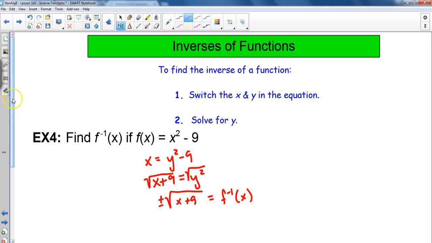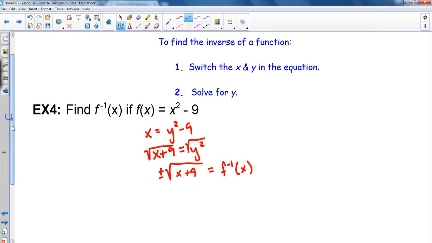The last thing that we'll mention is we know that there are some numbers that we can't plug into this function. Particularly, we know that if we get a negative under the square root, we're not going to get a real number for an answer. So what we have to do is we've got to have x plus 9 be bigger than or equal to 0. And if it's not, we know that we don't get real number answers.